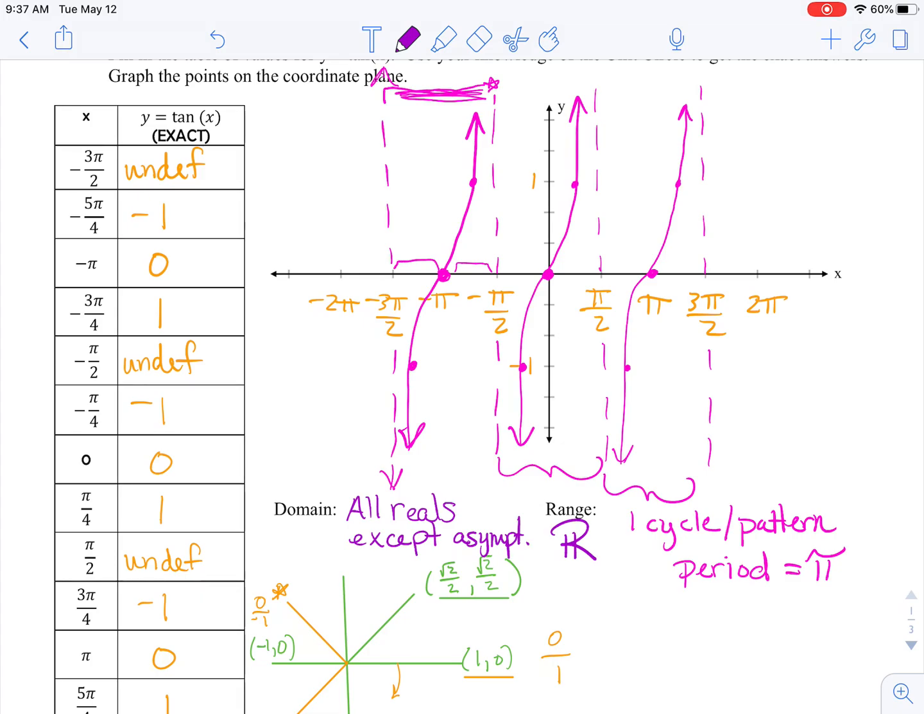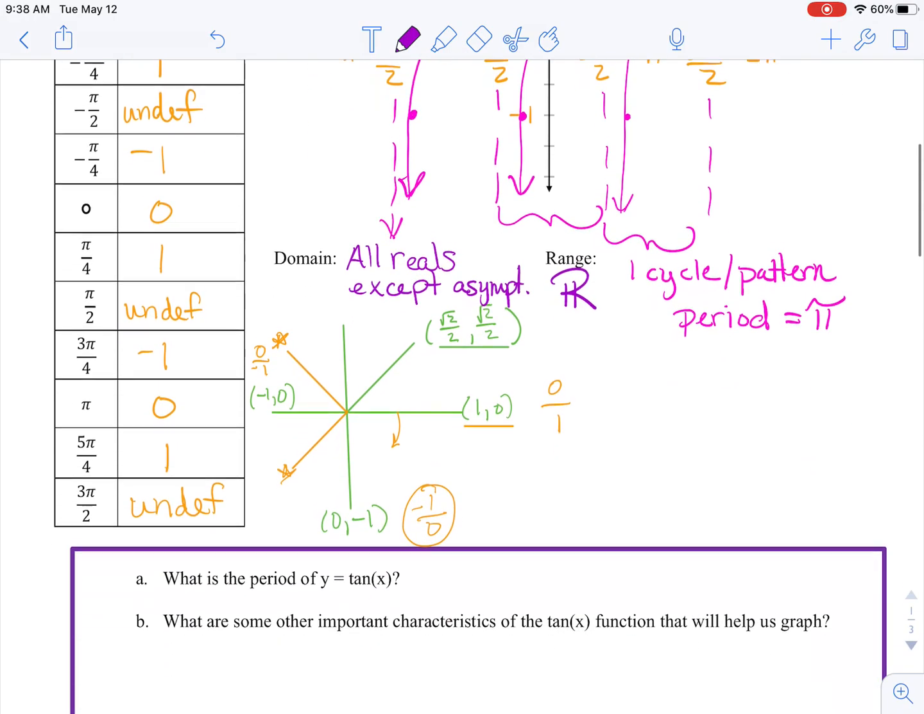What I might ask you on quizzes and on homework is, instead of giving me the domain, I might ask you to tell me some values that are not in your domain. And in that case, you would just list some of the vertical asymptote values. For example, in this graph, pi over 2 is not in our domain because it was an asymptote. 3 pi over 2 is not in our domain. Negative pi over 2, so on and so forth. So just to prep you for that down the road.